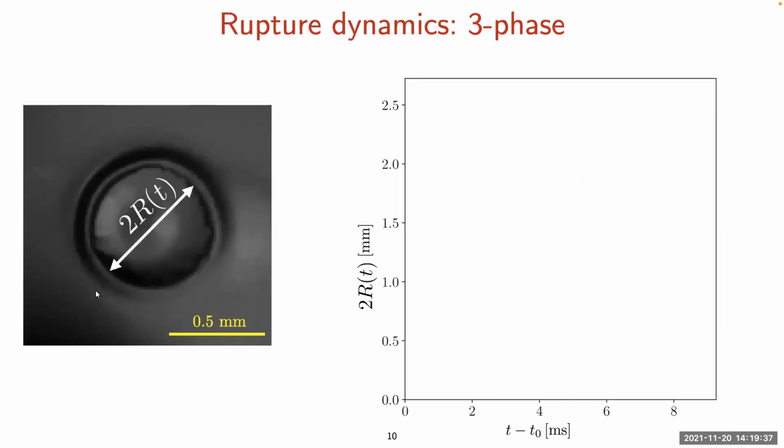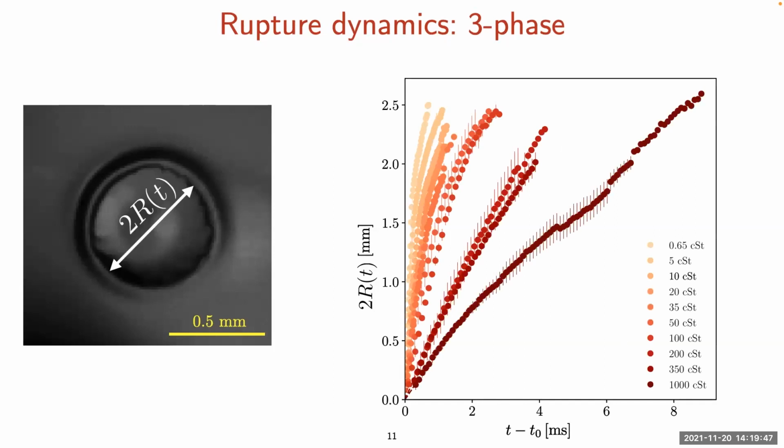We can also track the rupture diameter here and plot it with time. So this is how it looks for a typical case. We vary the viscosity, and these are all the experiments that we did in this study. Note that the retraction becomes progressively slower as the viscosity increases, which is very much expected. We look at the very early times of this retraction.